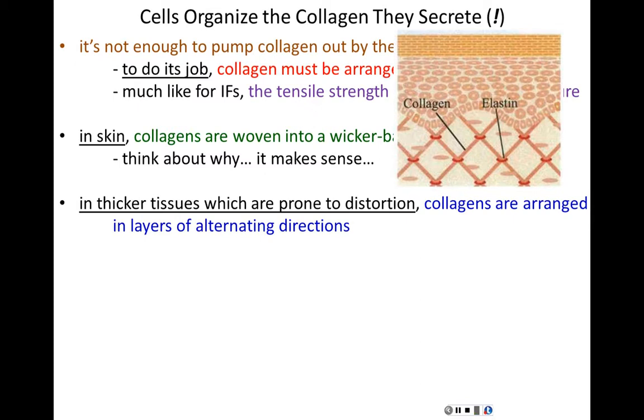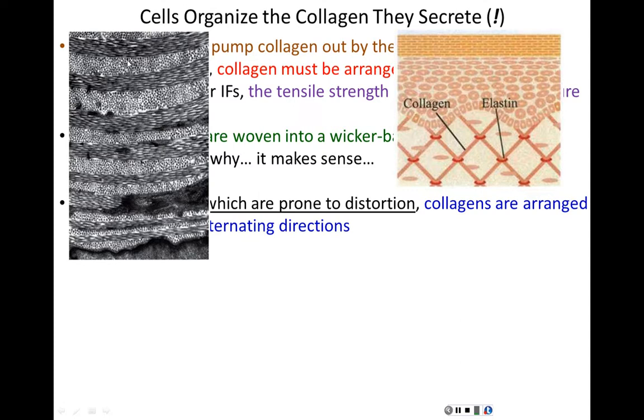In thicker tissues, which are prone to distortion, prone to mechanical stresses on all sides, collagen fibers are arranged in layers of alternating direction. They are layered here side to side and then front to back. So these are going left to right, and these are coming out at you. Next layer left to right, next layer coming out at you. That's how you get durability from distortion, from pressure, from a given direction.